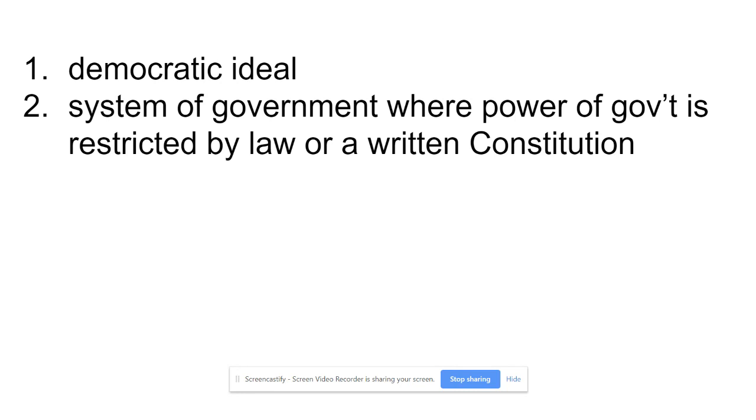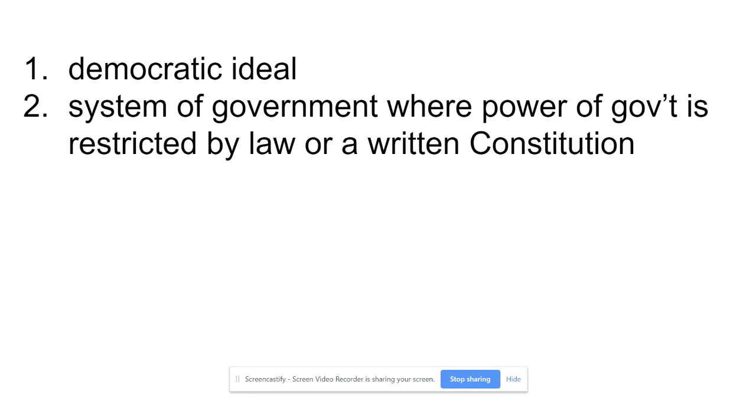Second, limited government means a system of government where the power of government is restricted by law or a written constitution. So government just can't do anything it wants at any time it wants. There's the ability of people to sue the government if rights are violated. Government is limited somehow. It just doesn't have total power. And usually this is through a written constitution. And of course, that's the way our system works.